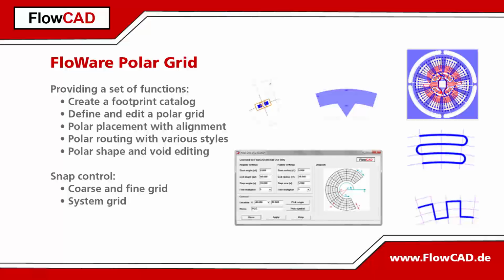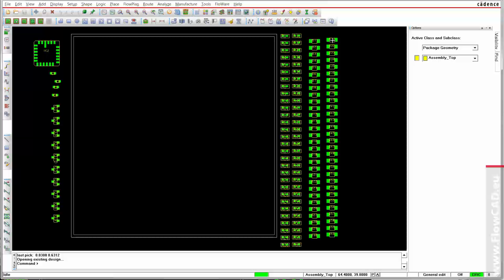Besides the capability to define a polar grid, it offers additional functions such as polar placement, polar routing and polar shapes, including voids. Of course, the generated grid can also be used in conjunction with standard PCB editor snapping commands. Let's start with the grid definition.